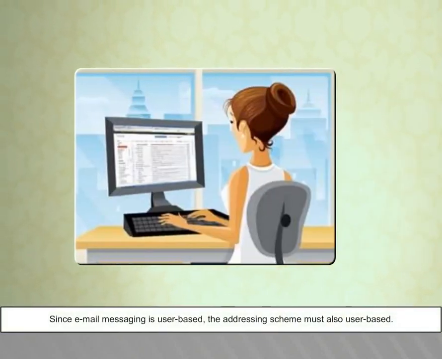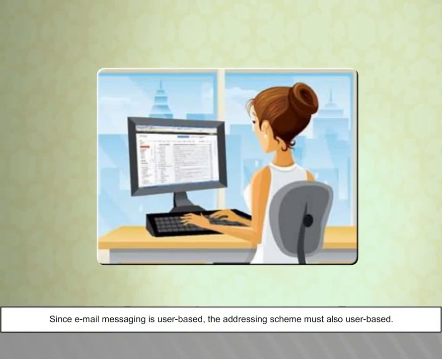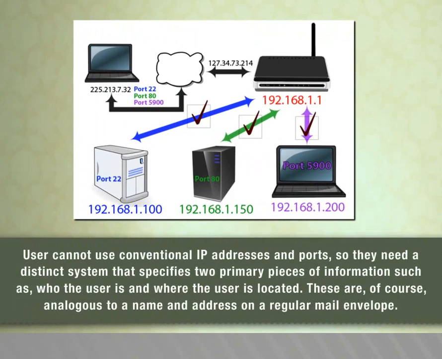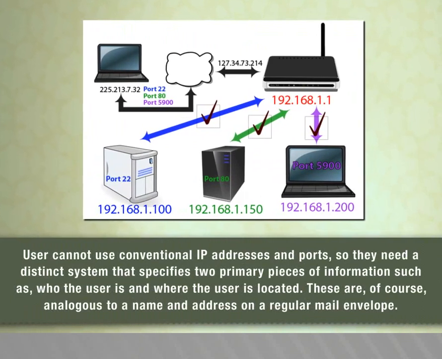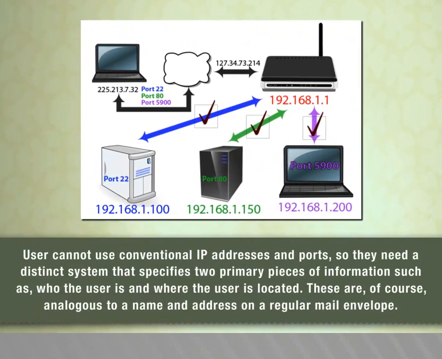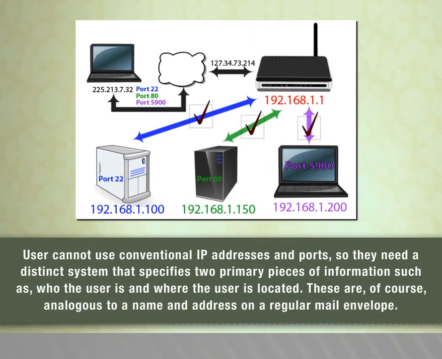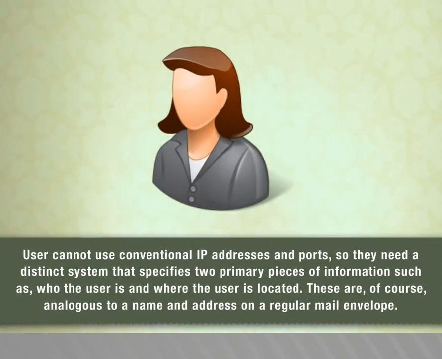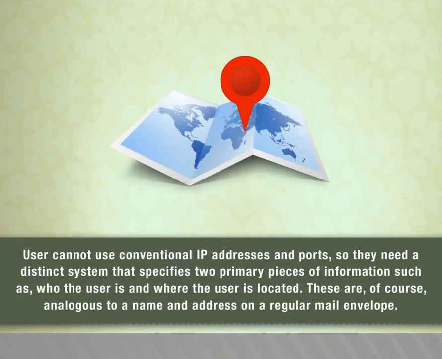Since email messaging is user-based, the addressing scheme must also be user-based. Users cannot use conventional IP addresses and ports, so they need a distinct system that specifies two primary pieces of information, such as who the user is and where the user is located. These are, of course, analogous to a name and address on a regular mail envelope.